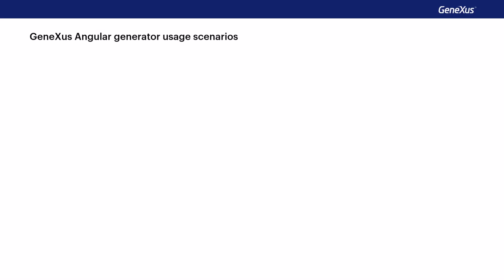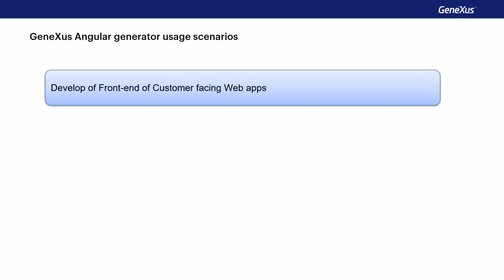One question we can ask ourselves is when we should choose Angular to generate our web application. One possible scenario is when we need to develop a customer-facing front-end web application. As we saw, Angular is designed to have a good performance in these cases of user interfaces with high interactivity requirements.